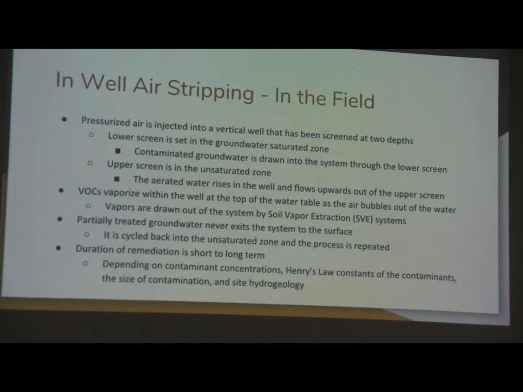Once it gets up to the upper screen, that contaminated water is immediately injected right back into the saturated zone, while the VOCs rise up to be extracted by soil vapor extraction systems, and I'll refer to them as biovents throughout this too. But when that partially treated water is re-injected back into the saturated zone, it creates this kind of circulating well effect, and I'll talk about that in a second too.